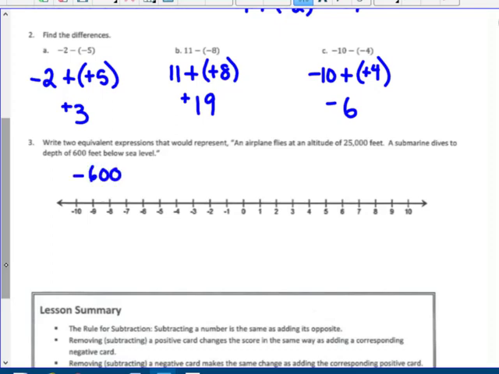Write 2 equivalent expressions that would represent an airplane flies at an altitude of 25,000 feet. Well, the expression that represents that would be positive 25,000. No labels on it because it's just an expression. A submarine dives to a depth of 600 feet below sea level, and you can see I already wrote it here, would be negative 600.